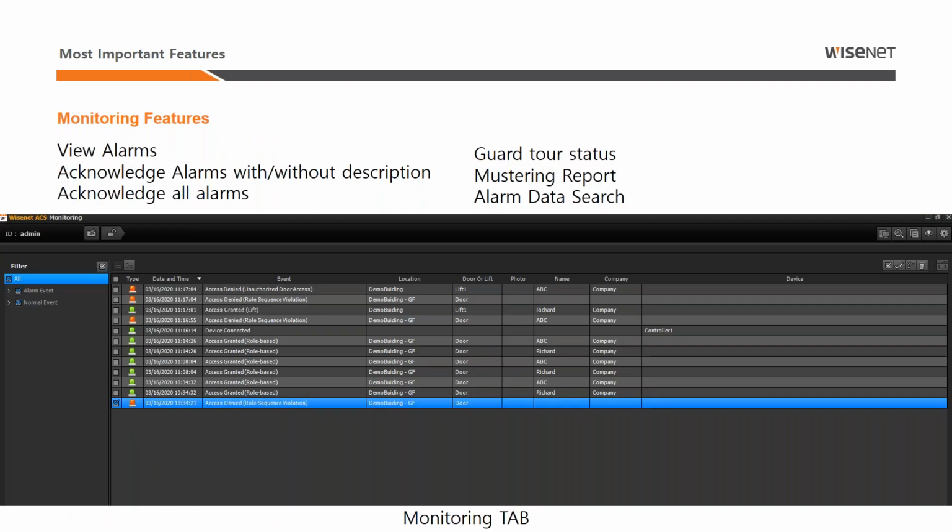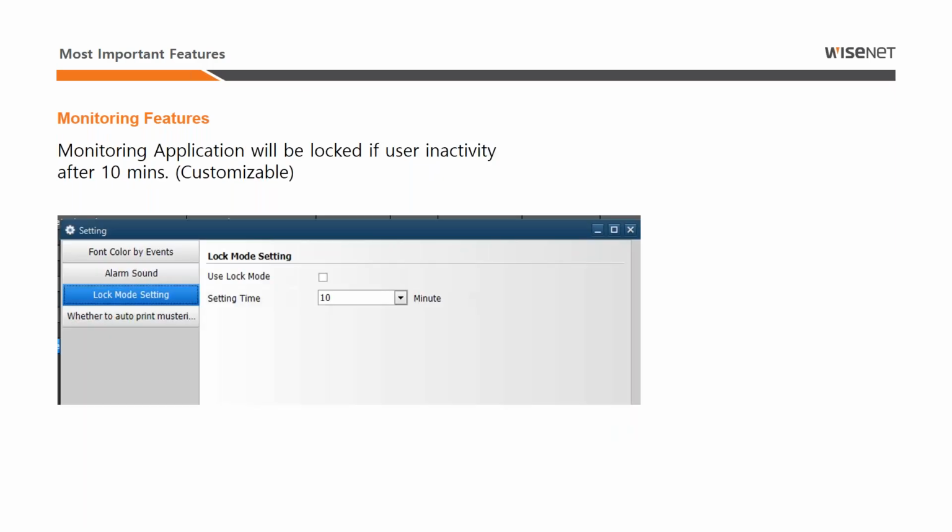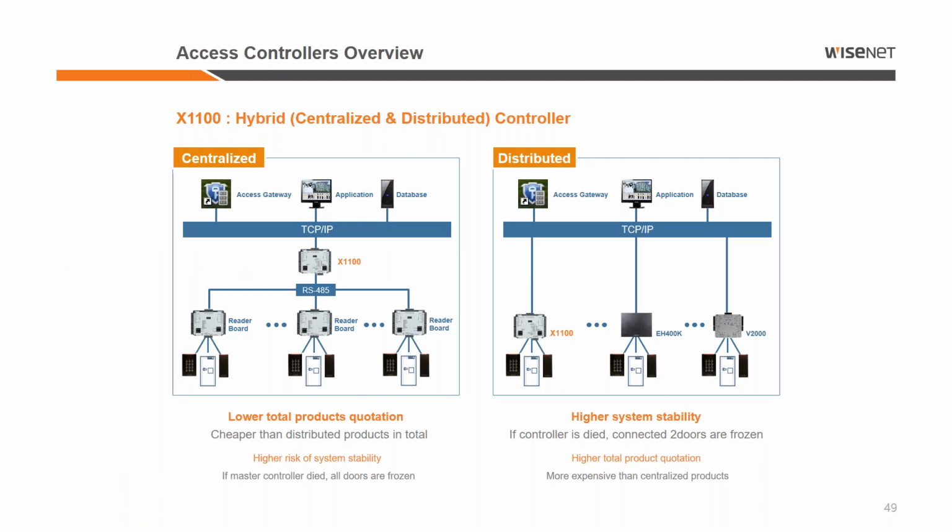Okay, then we'll go to the configuration type. There are two main ways of designing your access control system: centralized or distributed. Central means we will have one central controller. Every other controller under that will be a subcontroller. Then the door and the reader will be connected to the subcontroller.